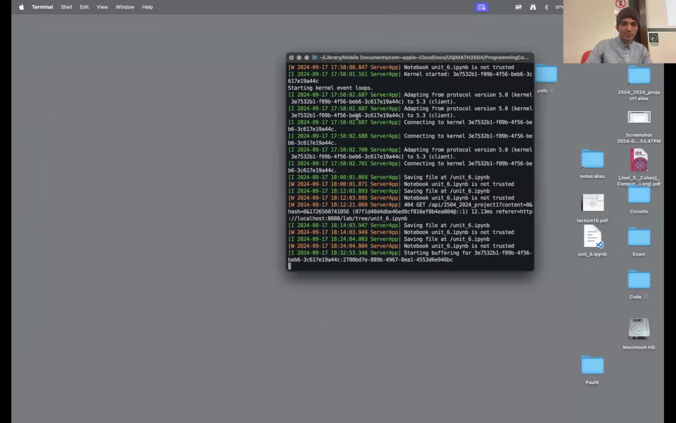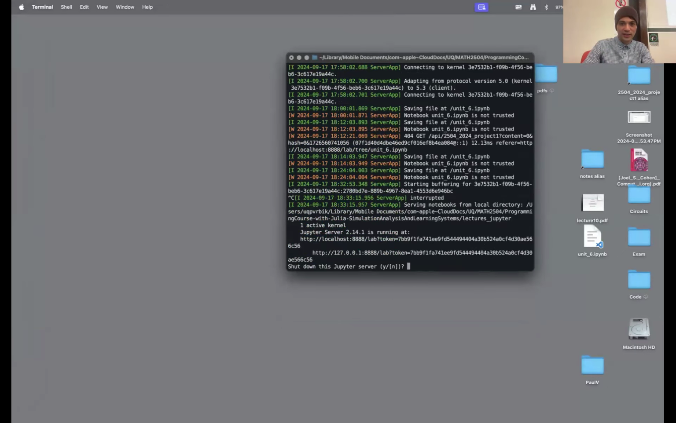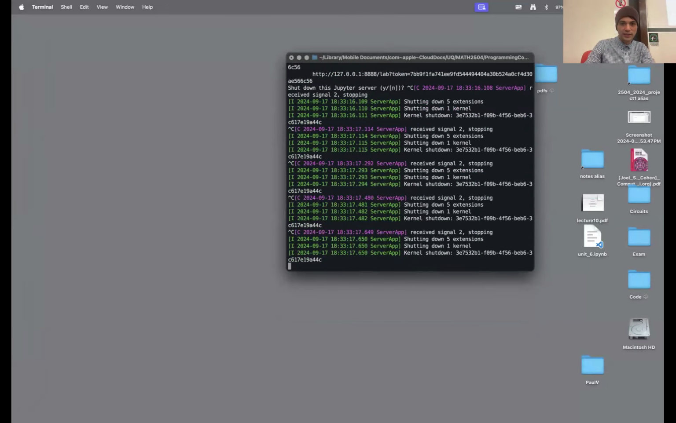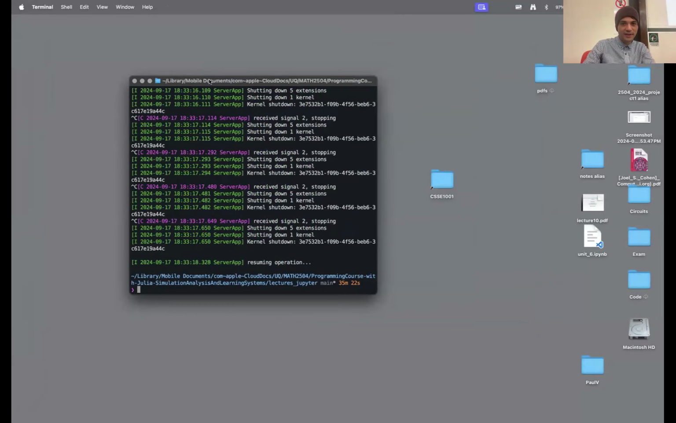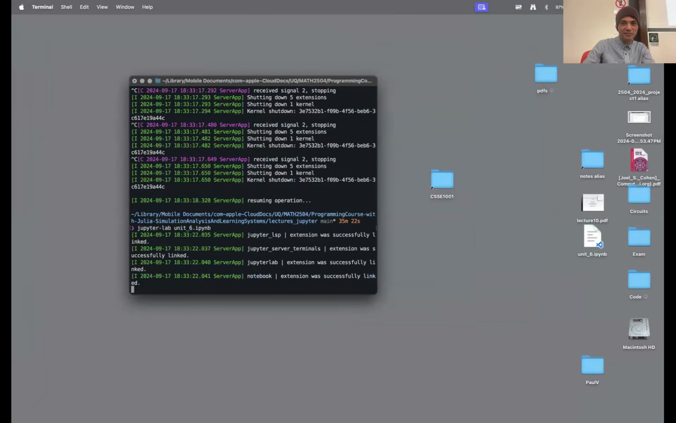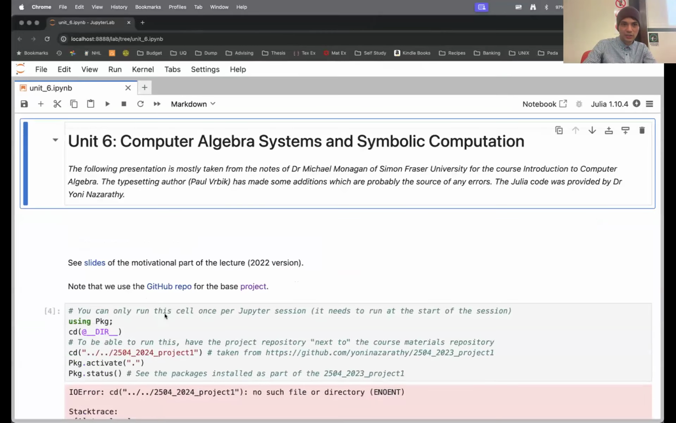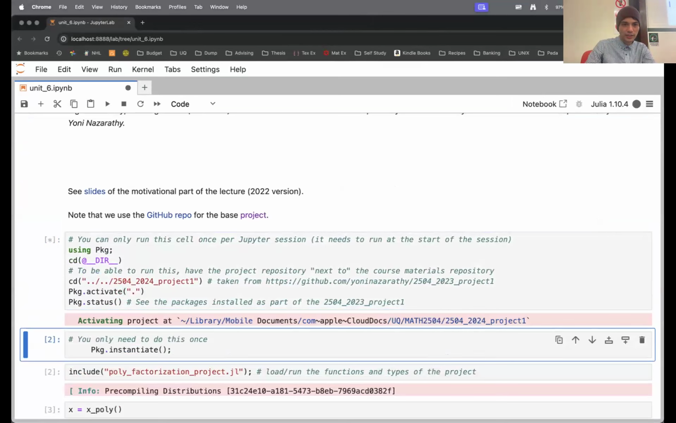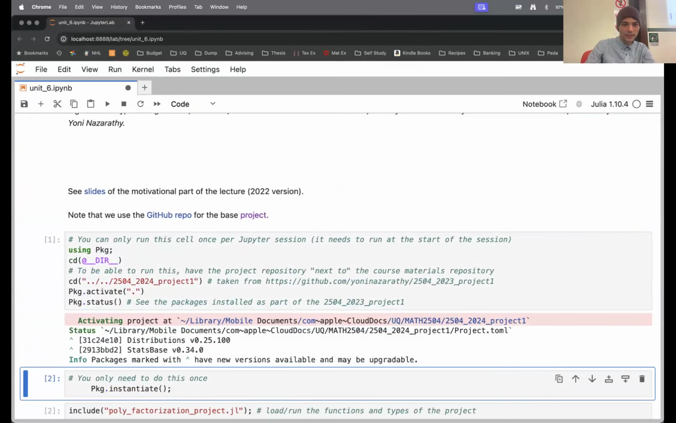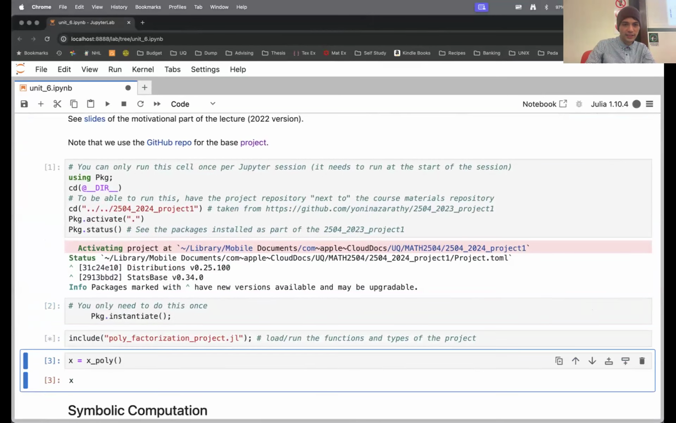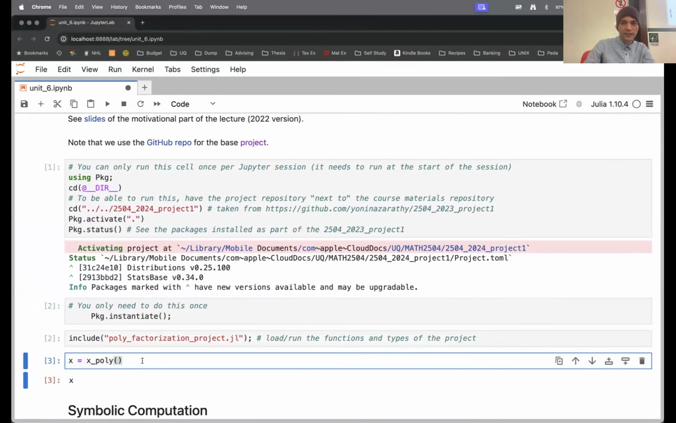Actually, yeah, let me bring back my Jupyter notebook, because there are some edge cases in there. I wasn't able to open it. Open which? GitHub, the unit 6. See, now it's working. Is it working? My lord.